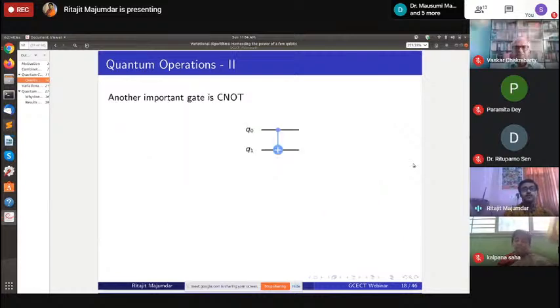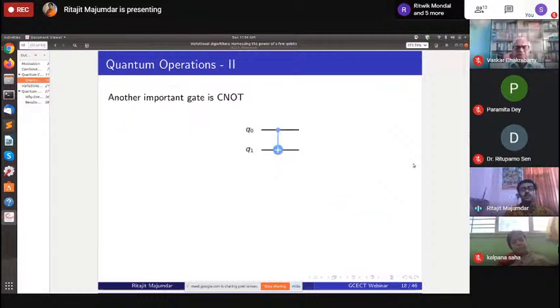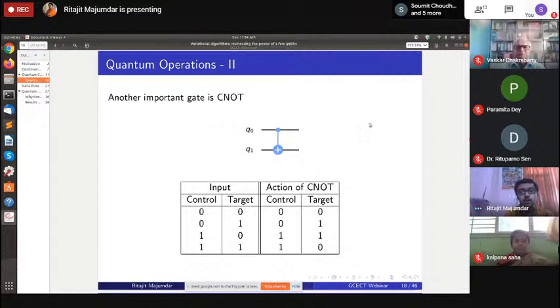Another gate that we want to talk about: this is the Hadamard gate, the single qubit gate, and then another gate is CNOT, which is a 2-qubit gate. So this is the notation of a CNOT gate. These two gates will be important as we move on. So hopefully this is clear to you. In the CNOT gate, the first qubit is called the control qubit, and the other is called the target qubit. This solid round is the control, and this plus is the target.